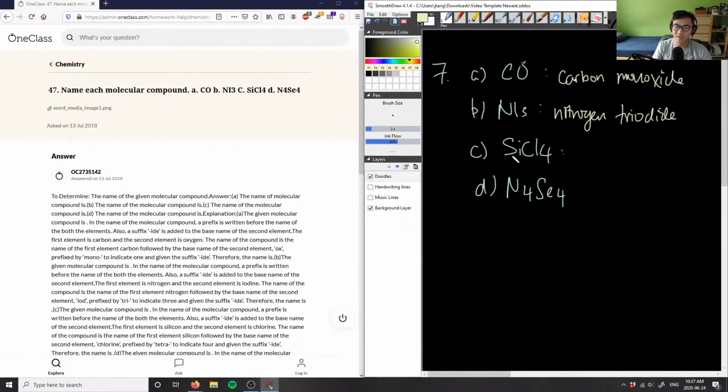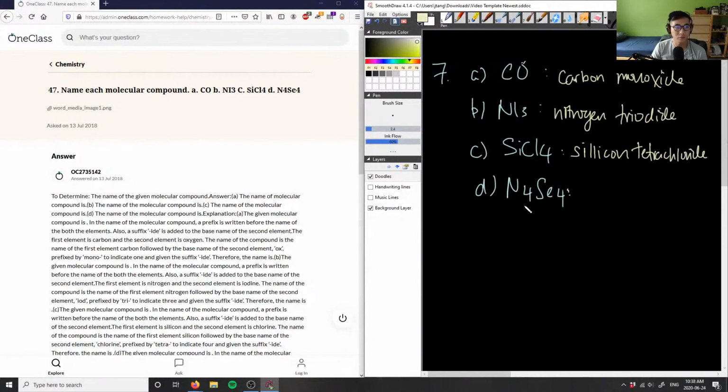Third one here, we have Si, which is silicon, and then we have Cl4. So Cl here is chlorine, but again we have 4 of them, and the prefix for 4 is tetra, so it's going to be tetrachloride. So silicon tetrachloride. And then finally for this one, N4Se4.